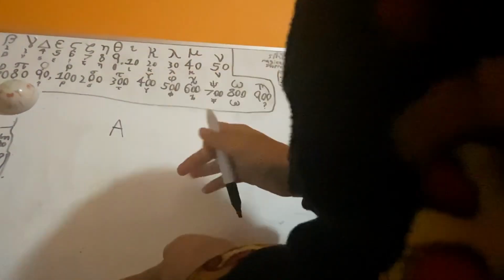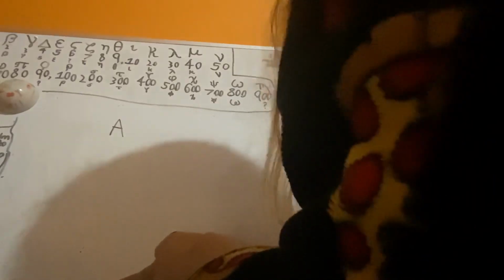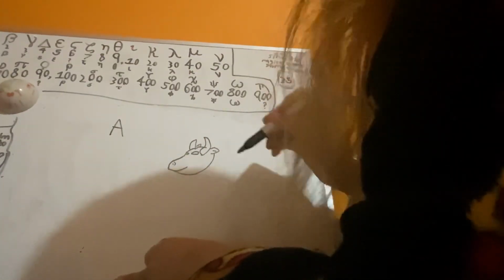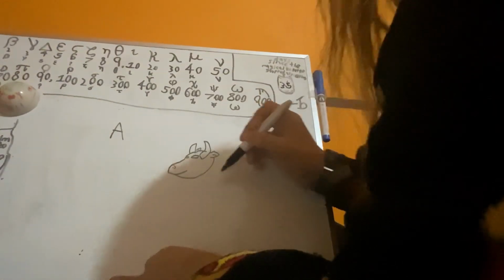A. So A was a very well-known thing. You take an ox head. I'll draw it as close to my memory as I can. I just drew a straight up whole entire ox. And that is a hieroglyph for an ox called the Aleph.